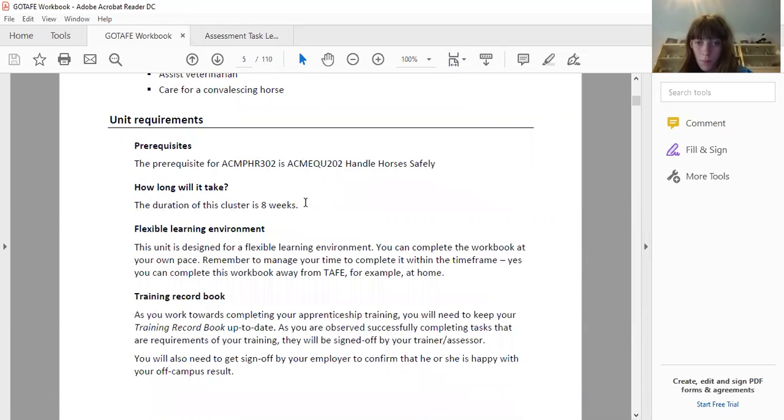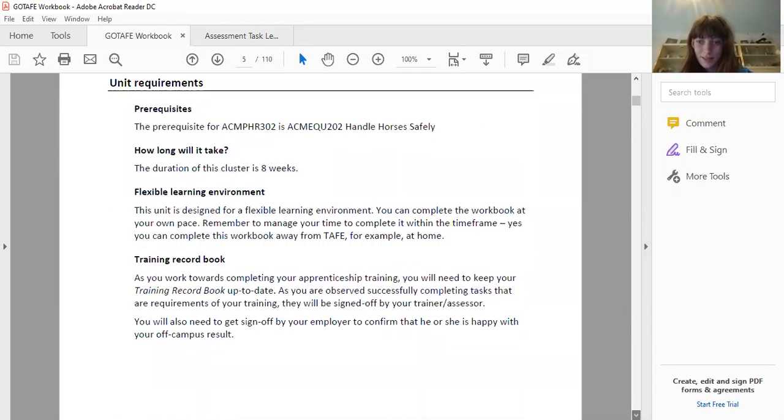Duration of this cluster is 8 weeks. So you've got 2 months to be looking at covering this. But at the end of the day, when it comes to the practical, if you're opting to do that here at GoTAFE, that'll be sometime next year when it's hopefully not too hot, and we'll have an opportunity to go through that. So don't panic about assessment number 3 if you're planning to do that here at GoTAFE. That'll probably happen after the 8-week mark, but that's not of concern. That's just due to weather and COVID. We'll make it work when we can make it work.